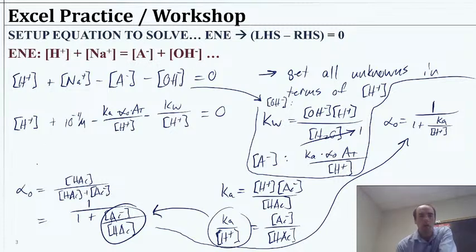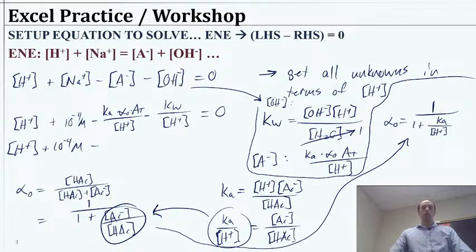Okay. So finally, we get an equation that looks like this. H plus 10 to the minus 4 minus, and here's where that alpha 0 is going to come into play, right? So we're going to multiply Ka times At to the numerator and the H plus to the denominator. So I'm just going to go through and do that.